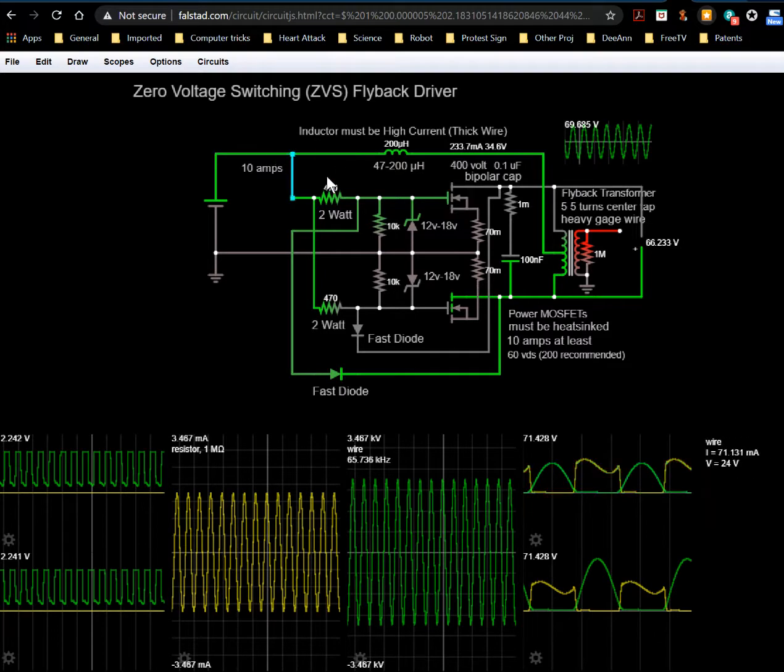So you've got positive here, negative here, because this is ground. Again, ignore that. But 70 milliohms here.